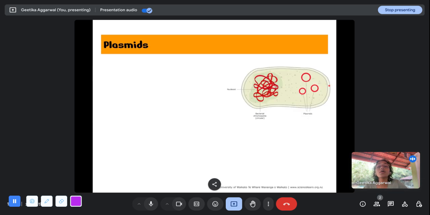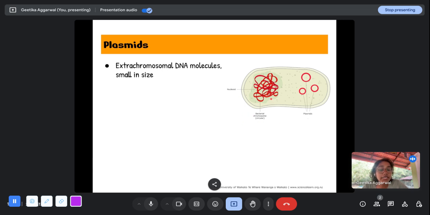Coming to plasmids, what are plasmids? We have been talking about plasmids and how they are important for molecular cloning and how they are used. What exactly are plasmids? Plasmids are extra chromosomal DNA molecules. You can see here, this is a bacterial cell, and this is the bacterial nucleoid. It does not have a nuclear membrane, but it's a region where the bacterial chromosome is present. It's the circular chromosome.